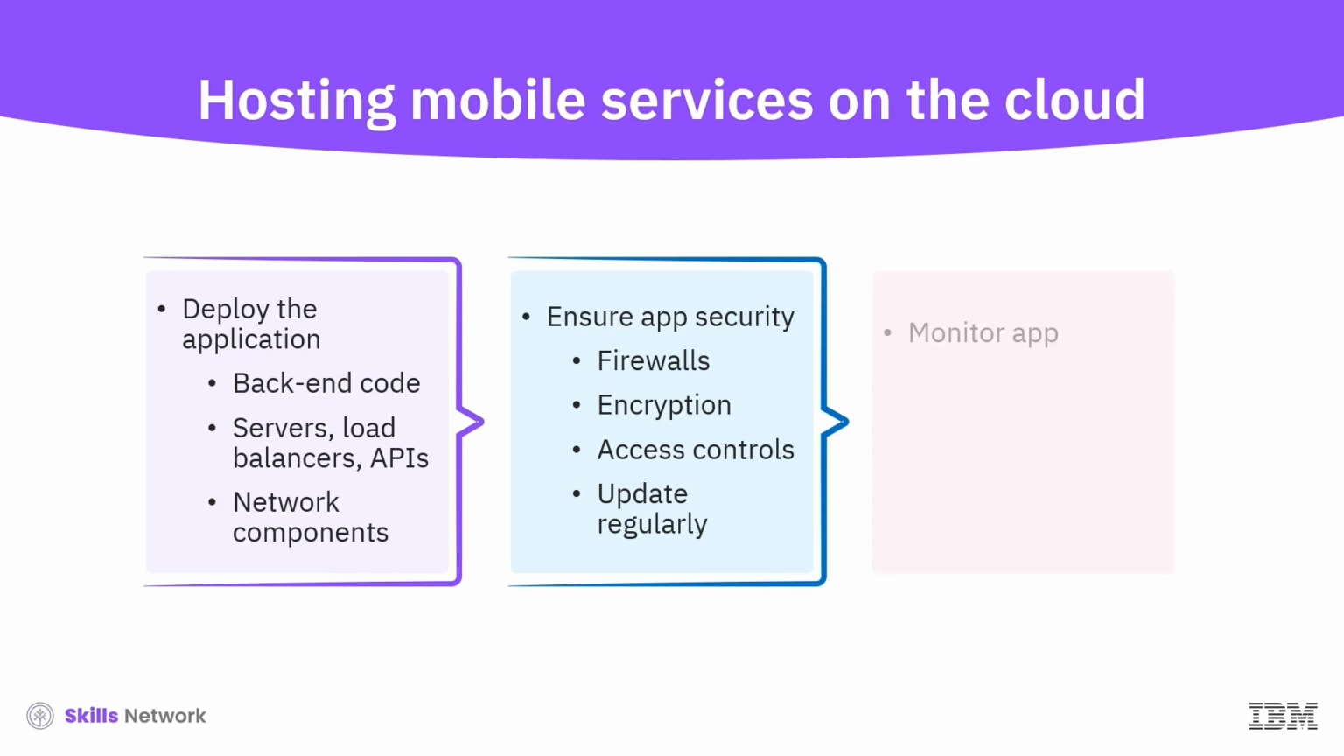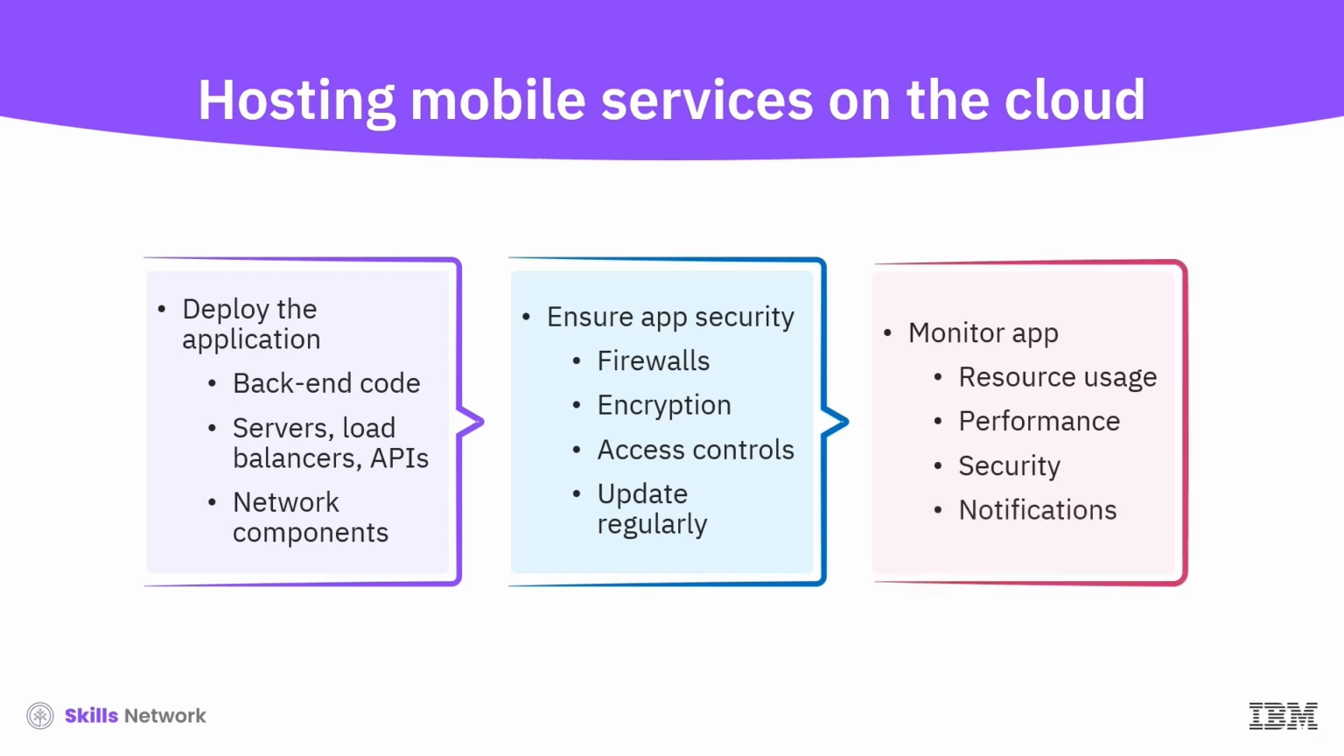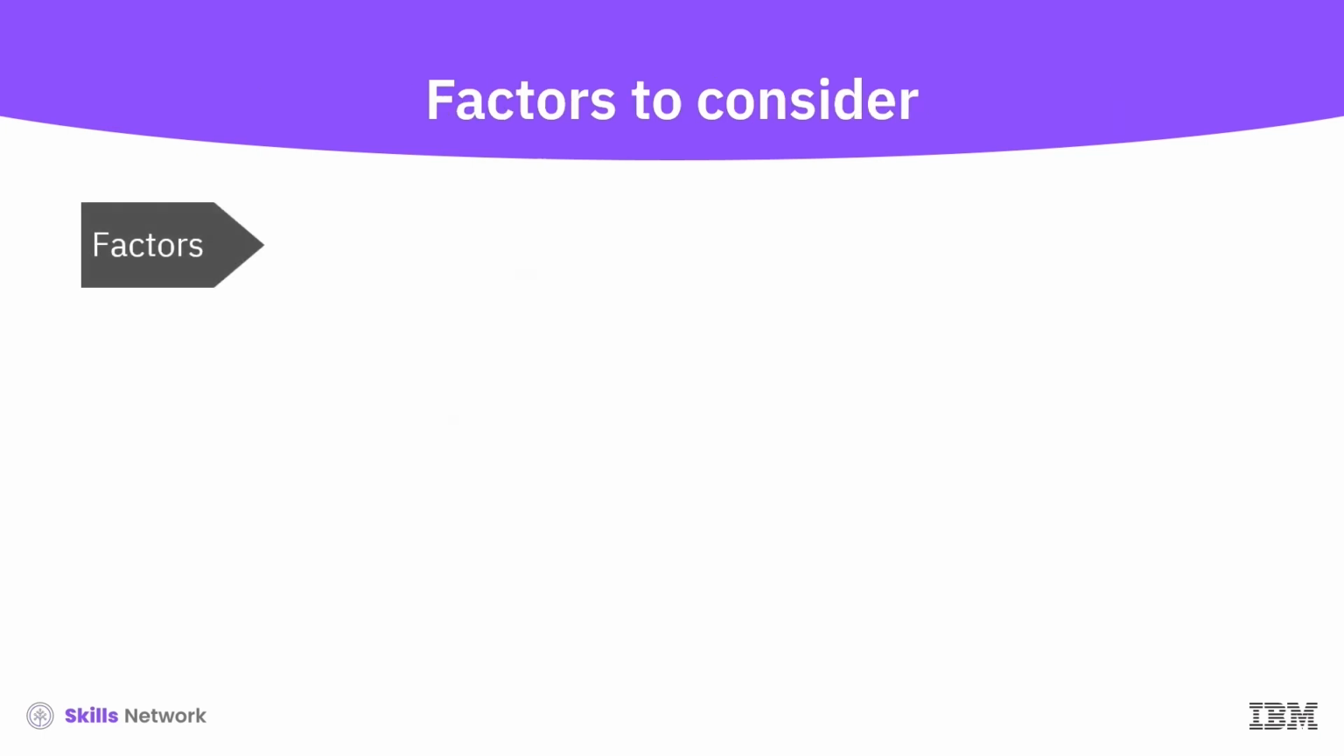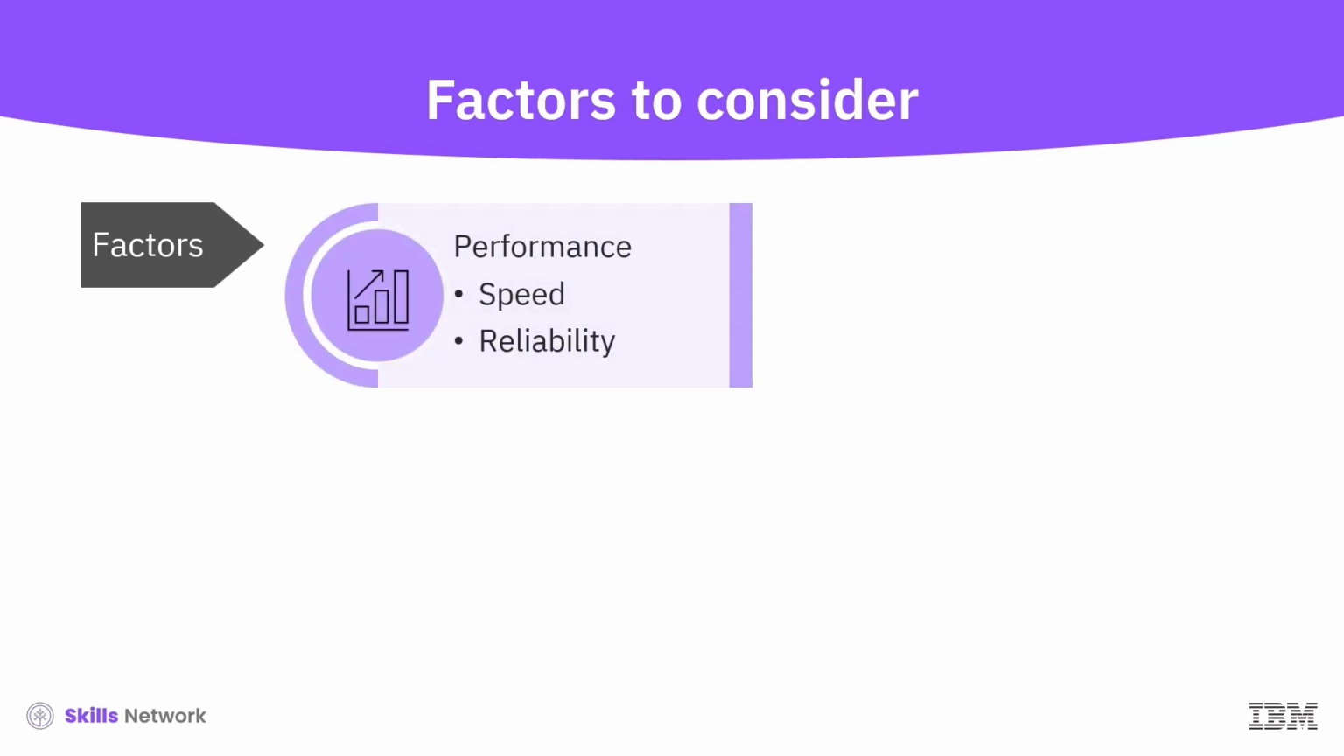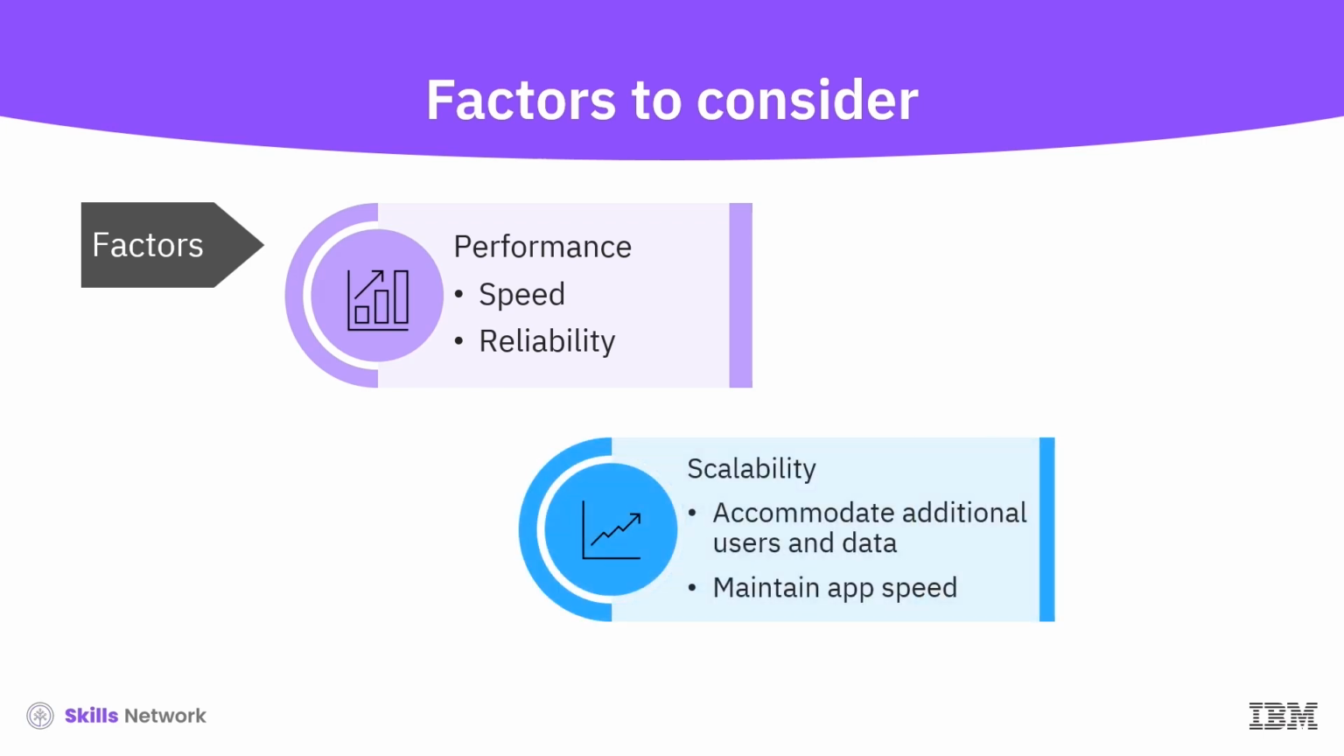Finally, you can use different monitoring tools provided by the cloud provider to track resource usage, performance, and security. You can also set up alerts for issue notifications. When you are setting up the cloud based on the app requirements, it is a good practice to consider the following factors. Performance. Ensure the cloud meets the necessary speed and reliability required for your mobile app. Scalability. Design the cloud to accommodate additional users and data without slowing down the app.